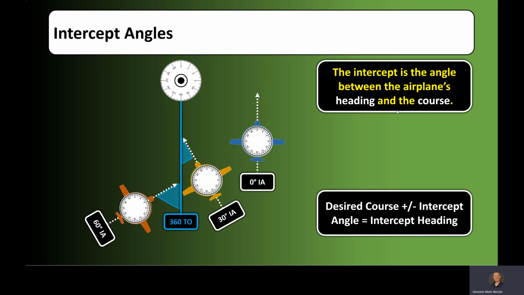How about a 45-degree intercept? I'm sorry, a 60-degree intercept. If the aircraft was on the west side of the course line, I would think about my desired course of 360 plus 60 degrees. That would give us a heading to fly of 060. If I really wanted to get on course very quickly, I could do a 90-degree intercept. Being on the west side of the course, desired course of 360 plus 90 degrees, I would fly a heading of 090.